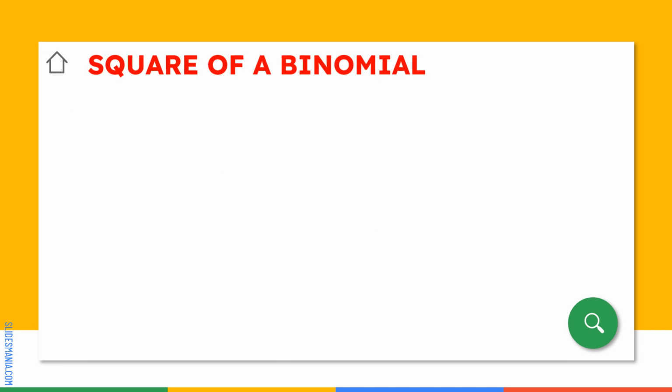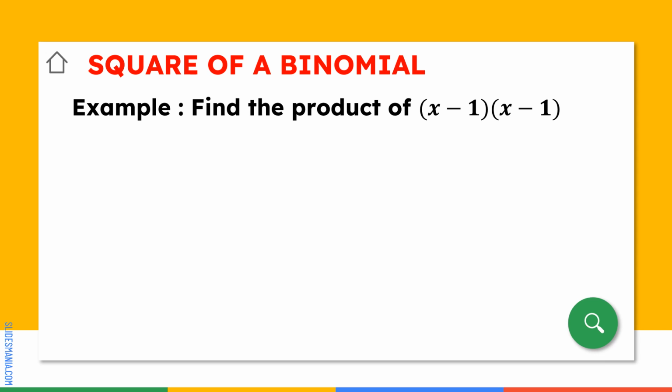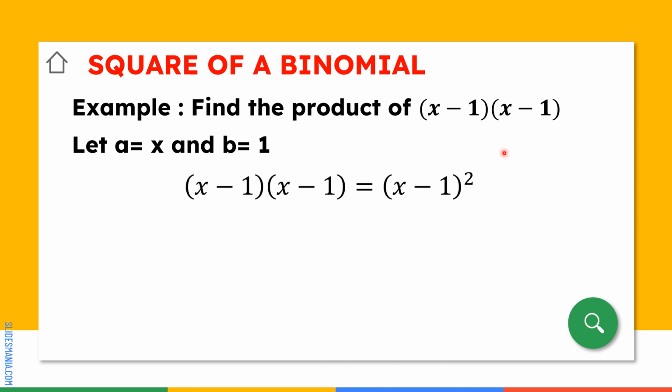Let's have another example for square of a binomial. This time, we are going to find the product of x minus 1 times x minus 1. Since the binomials that we are multiplying are still the same, we will still apply square of a binomial. We let a equals x and b equals 1. X minus 1 times x minus 1 can again be rewritten as x minus 1 quantity squared. So x will be our first term, and the second term is 1.